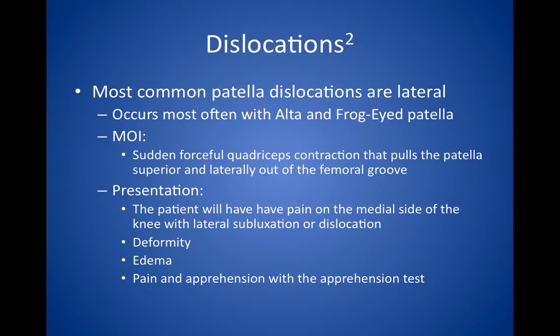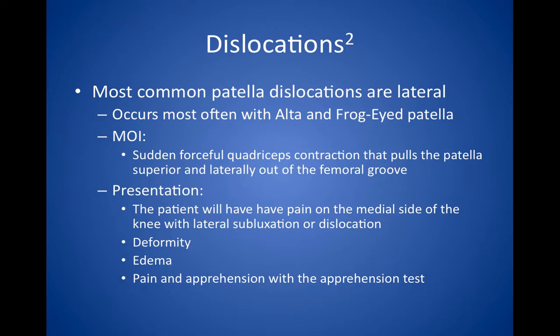When we're talking about patellar dislocations, the most common patella dislocations are lateral. Occurs most often with patella alta or frog-eyed patella. The mechanism of injury usually is a sudden forceful contraction that pulls the patella superiorly and laterally out of the femoral groove.